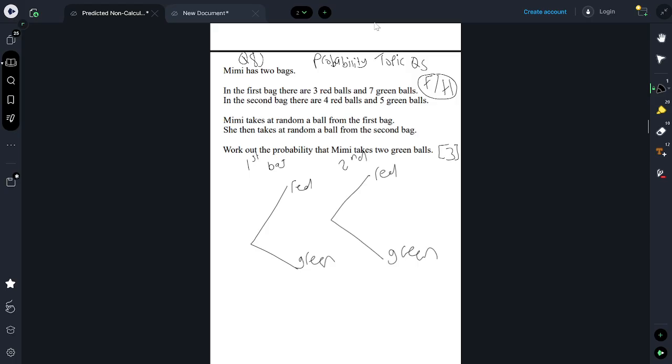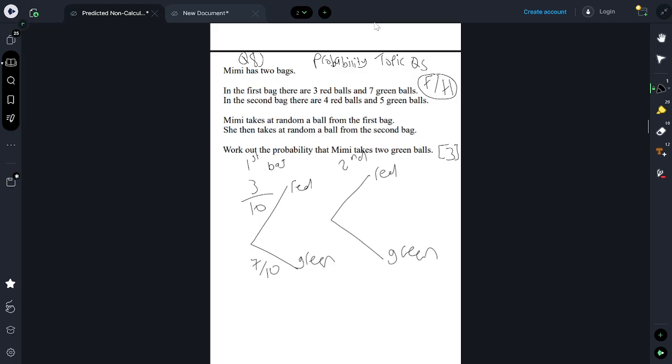So the probability in the first bag of taking a red, well, we're told there are 3 red balls, so we want to take 3. And in total, there were 10 balls, right? 7 green and 3 red is 10. And so the probability of taking a green should be 7 out of 10, right? There's 7 green balls, and obviously 7 out of 10.